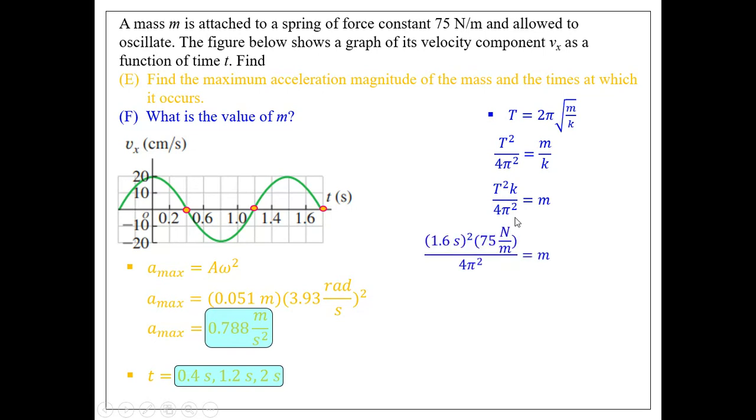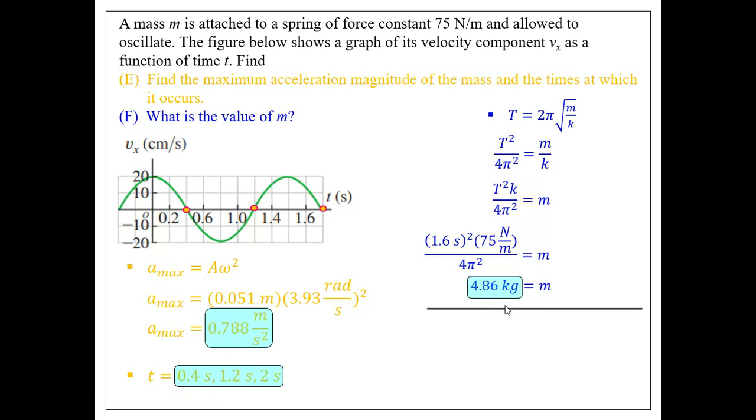And then really here I know everything. Period is extracted from the graph earlier, which is 1.6. I'm going to square that. k is given in the statement at the very top of the screen, 75 newtons per meter. And then 4 pi squared is just a constant. So if you simplify this on your calculator, you should get a value of about 4.86 kilograms. So that's the first strategy.